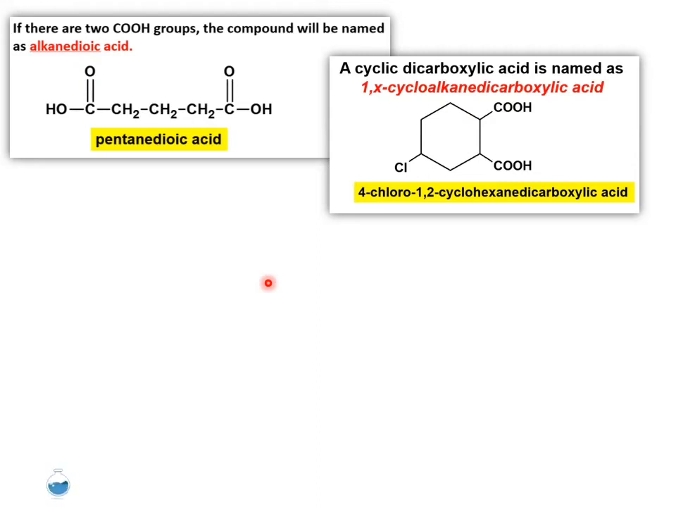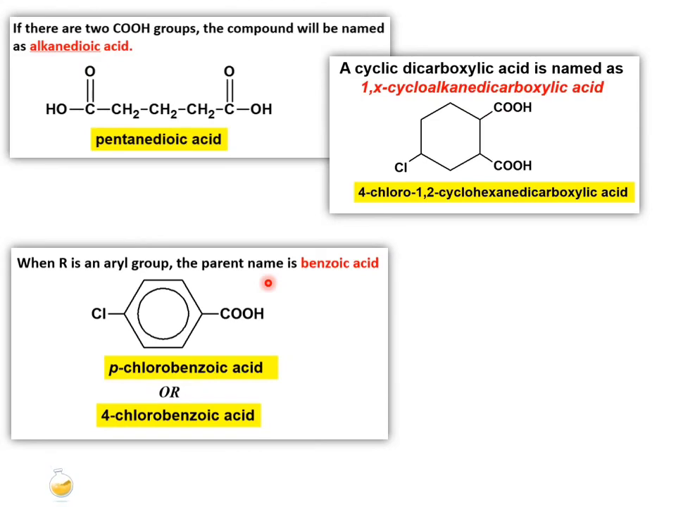Okay, next, so this is aromatic carboxylic acid. If COOH directly bond with benzene, so this one we already learned in chapter 6, the name should be benzoic acid. For example, here we have chlorine at the position number 4. So either you write 4-chlorobenzoic acid, or you can use the para-chlorobenzoic acid. So this one we already learned in chapter 6.